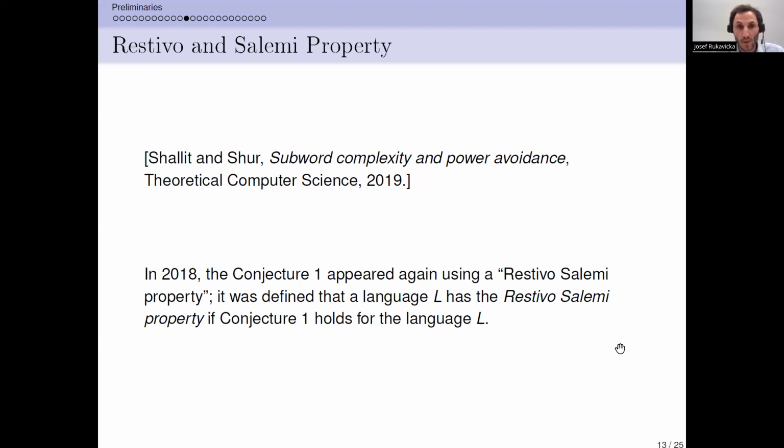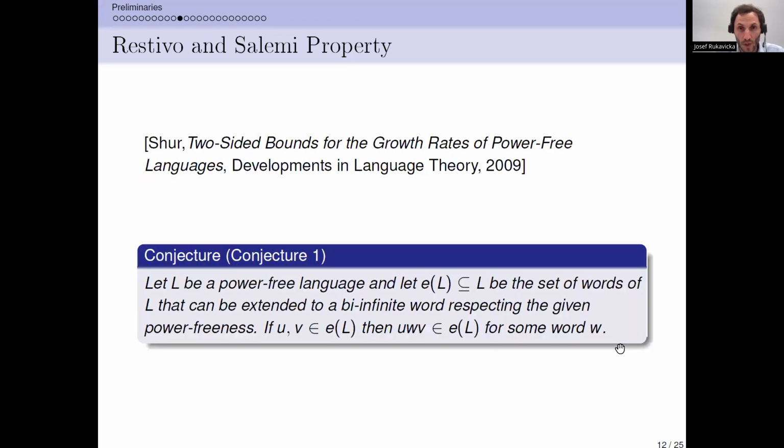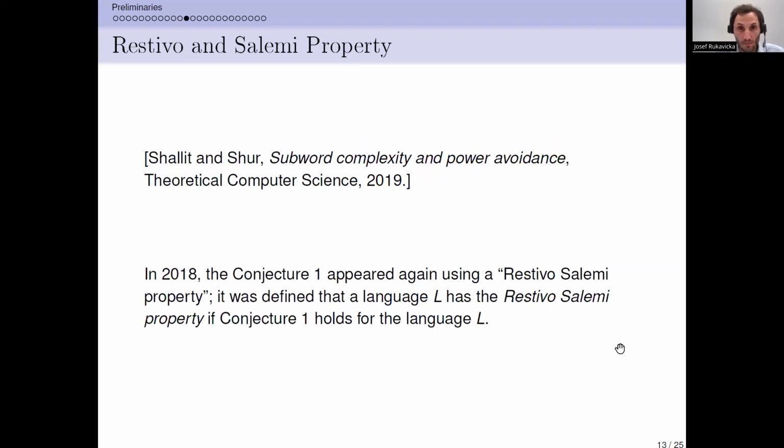It means that the words in this conjecture can be concatenated using some transition word, and this concatenation can be extended to infinity. If the language has this property, then we say the language has the Restivo Salemi property. So the conjecture has been presented twice, in two different versions. Okay, so we have these open problems and the conjecture. Let's go on.